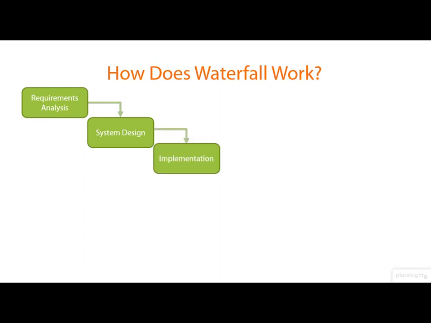The next phase is implementation. With inputs from the system design, the system is first developed in small programs called units, which are integrated in the next phase. Each unit is developed and tested for its functionality, which is referred to as unit testing. For a software developer, this is the fun part of the whole process, as here it is all about the actual construction of the software.